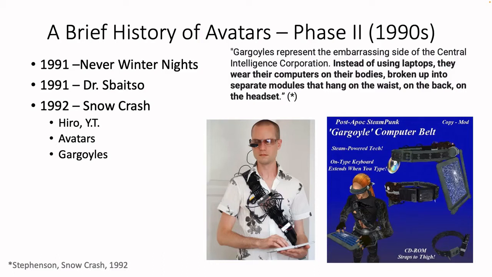And they're kind of described as these socially awkward people who have this wearable computer. Now, here we have a picture from Wired of an actual wearable computer company that you can see is reproducing some of this. On the right, what's interesting is this gargoyle computer belt, which is also reproducing some of the ideas of Stevenson's gargoyles. In fact, it's named the gargoyle computer belt.